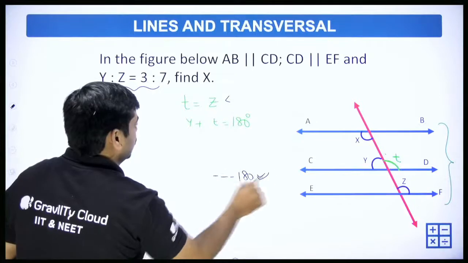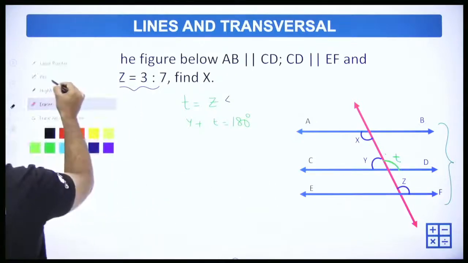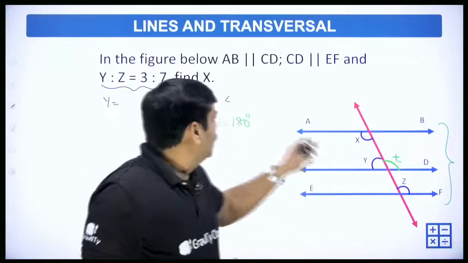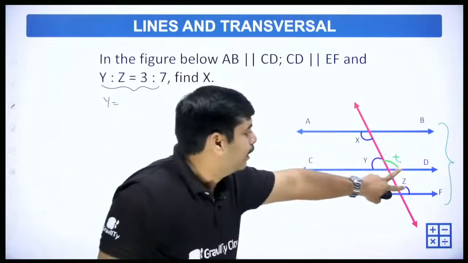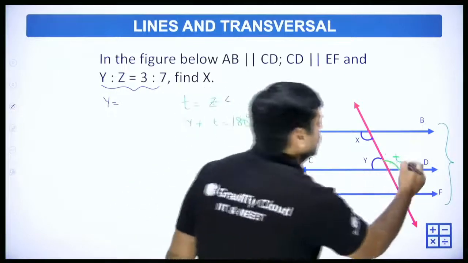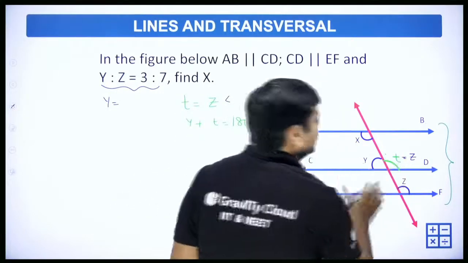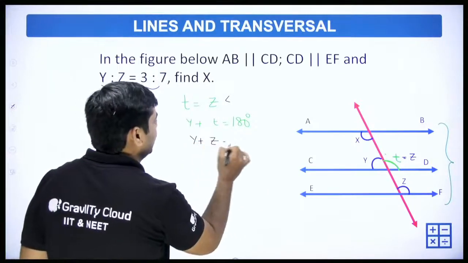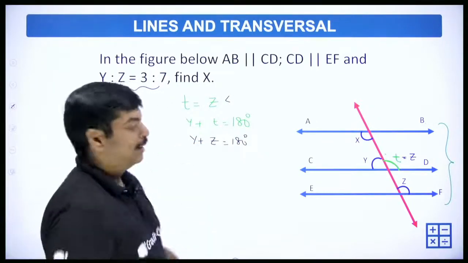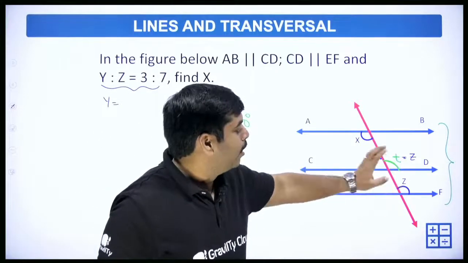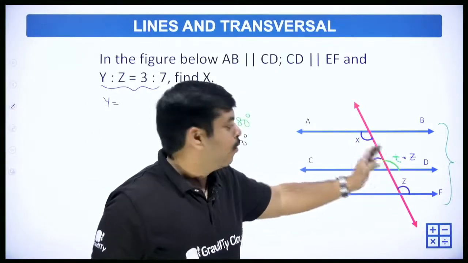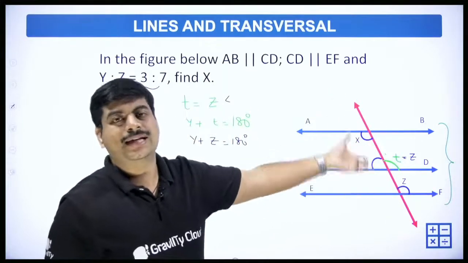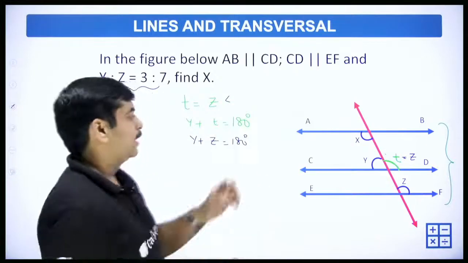See here, once again. Y plus T is 180 and we know that T is equal to Z. These two are equal, so this T is also equal to Z. So I can say that Y plus Z is 180 degrees, right? Simply these two are on opposite sides of the transversal, one is exterior, one is interior, right? Using that property also we can say that these two are supplementary.